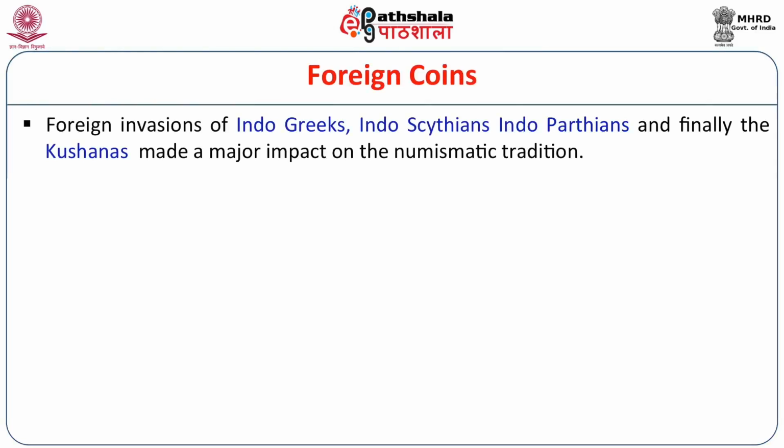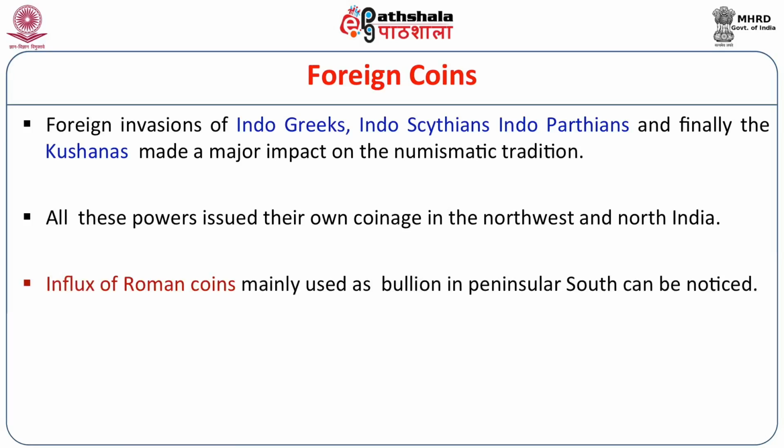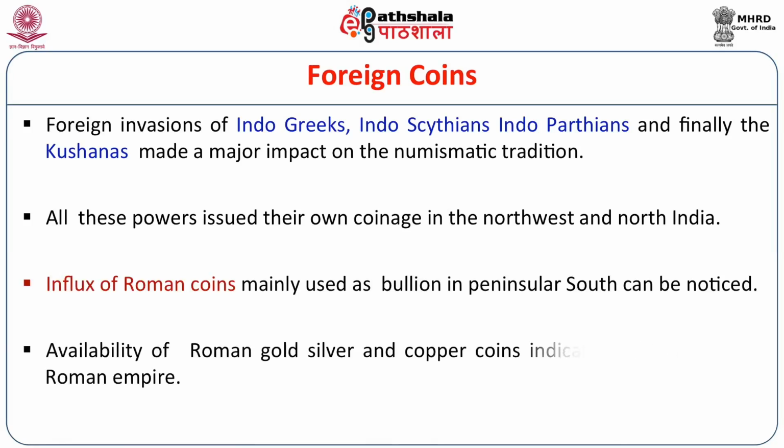Among the foreign coins, we have the foreign invasions by the Bactrian Greeks. So the Bactrian Greeks, when they came to India, they were known as the Indo-Greek rulers. And these Indo-Greek rulers started a new form of currency with the introduction of the die striking technique in Indian subcontinent. And after the Indo-Greeks, we find the Indo-Parthians, the Indo-Scythians, and all the foreign powers issuing coinages mainly in silver and in copper in the northwestern part of the subcontinent. And along with this, we also find influx of Roman coins mainly used as bullion in peninsular south. Availability of Roman gold, silver, and copper coins indicate India's trade with the Roman Empire.